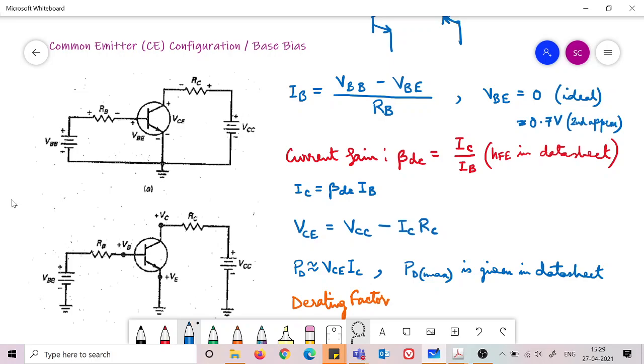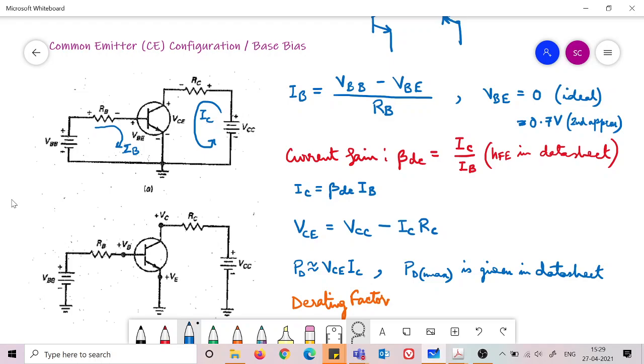Here there would be a current IB, which is not known to us. Here also there would be a current which is IC, that is also not known to us. So with the help of different known and unknown variables, how can we calculate the unknown variables? Very easy. You see, in this loop everything is known apart from IB. So you can simply calculate IB using the KVL.